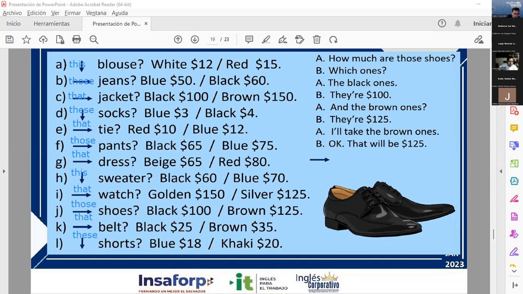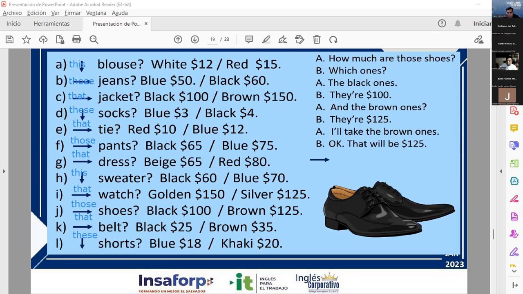So, that. That. This. It's correct, teacher? J is that, right? K is that. Those shoes, that belt, these shorts. It's okay? Sure. Okay, thank you, teacher.